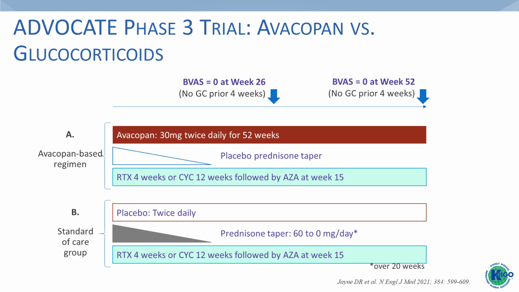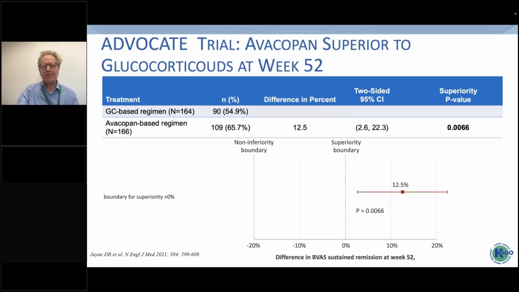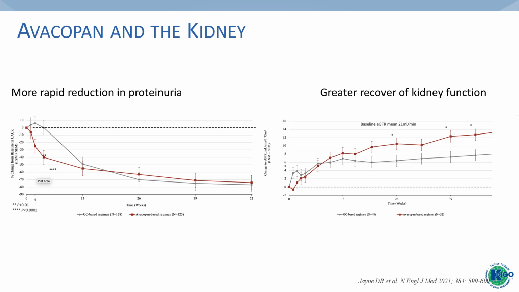Now, at 26 weeks, the remission rate was similar between both treatment groups, but at 52 weeks, for the endpoint of sustained remission, avacopan was superior to glucocorticoids. And you can see a 12.5% difference in the proportion of patients achieving this sustained remission endpoint, that is, remission by 6 months, staying through to 12 months without relapse.